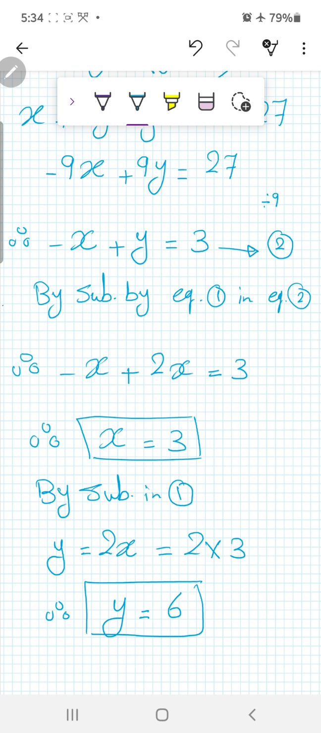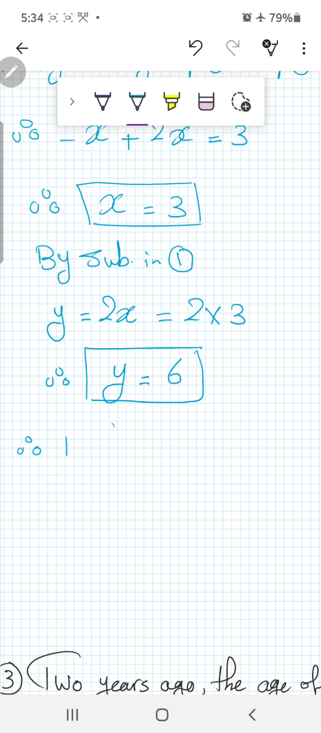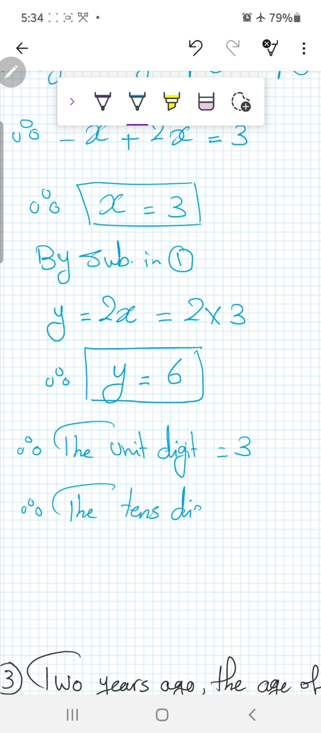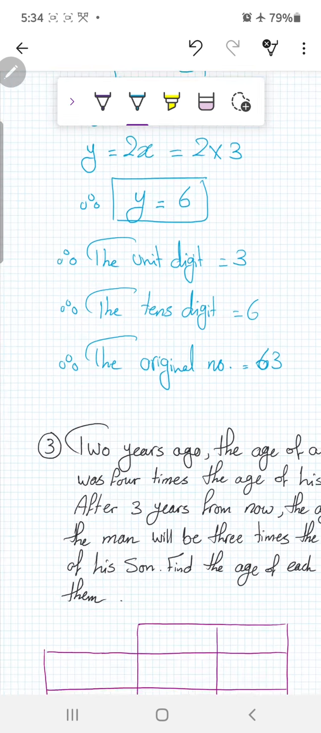x and y are the unit digit and the tenth digit. So here we have the unit digit, which is 3, and the tenth digit, which is 6. So the original number will be 63. Okay, let's take another example.